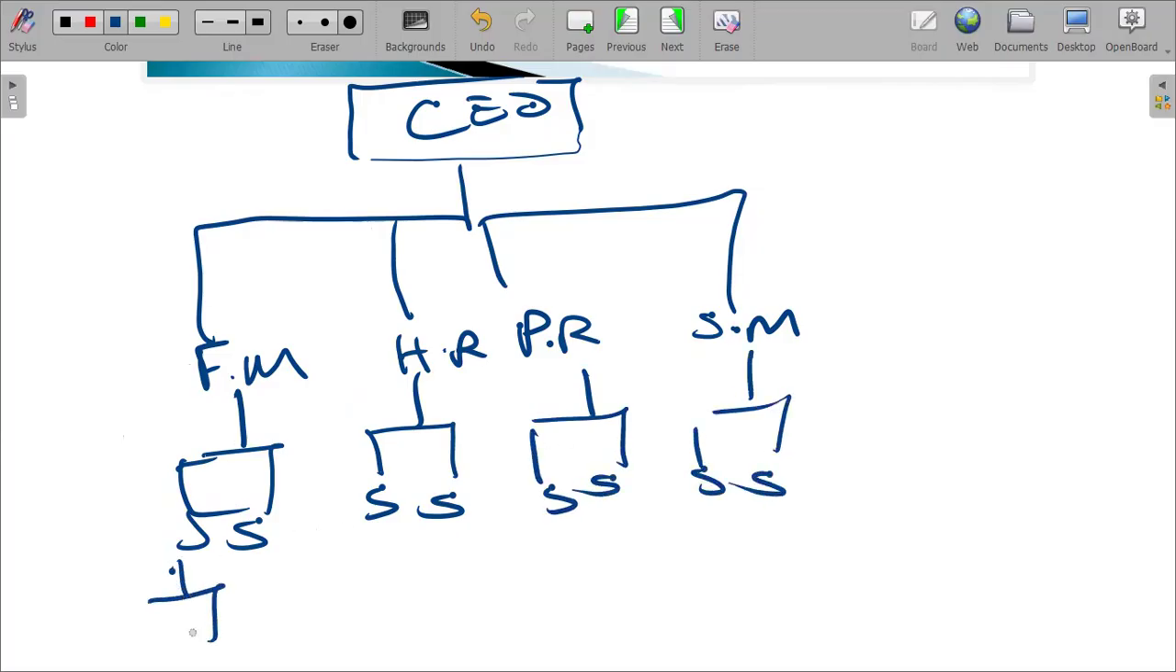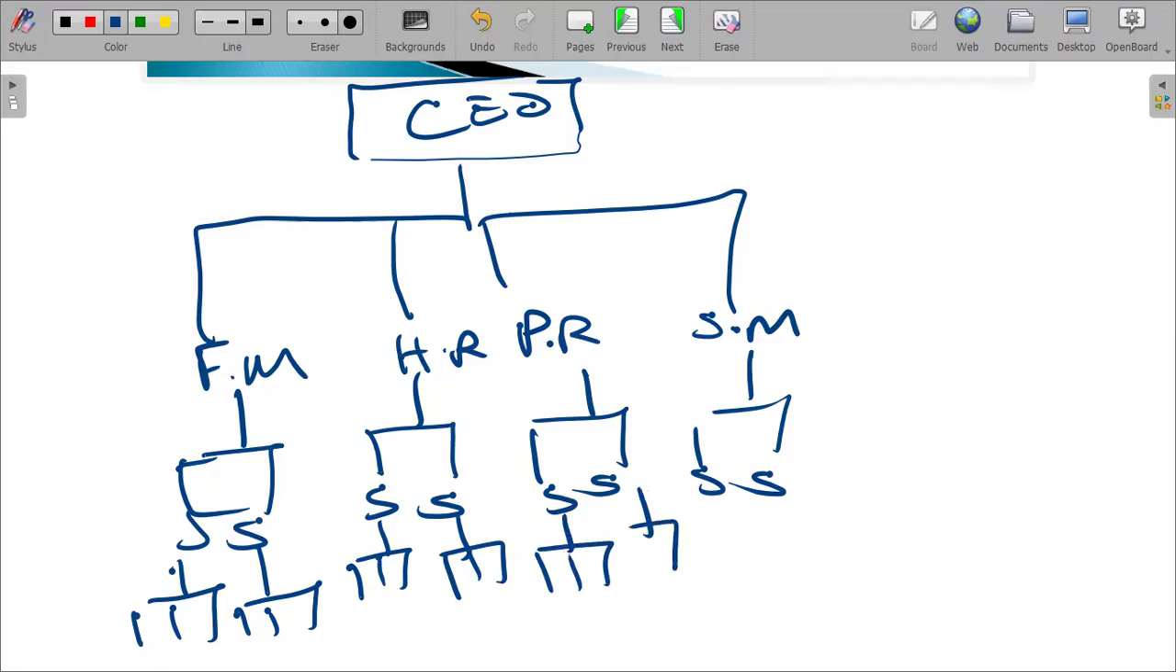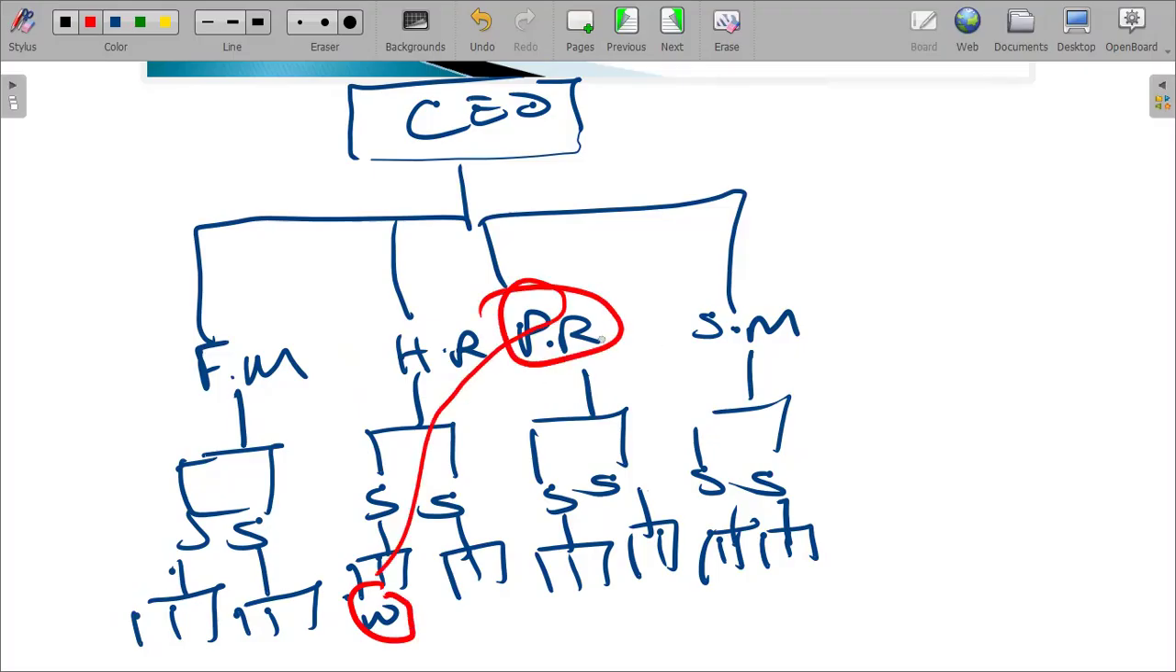And then lastly, we have the lowest level, which are workers, working under the supervisor. So we can find that the workers in the HR department can have a meeting with the production manager and the sales supervisor. So it is a zigzag pattern type of communication channel.